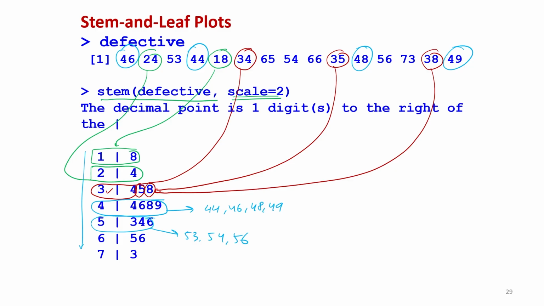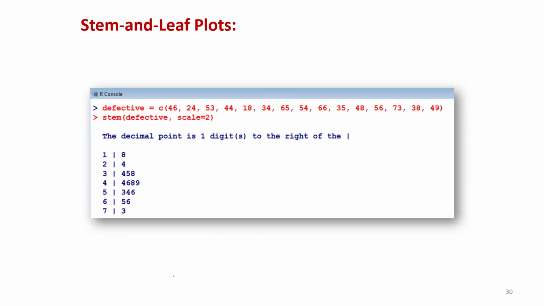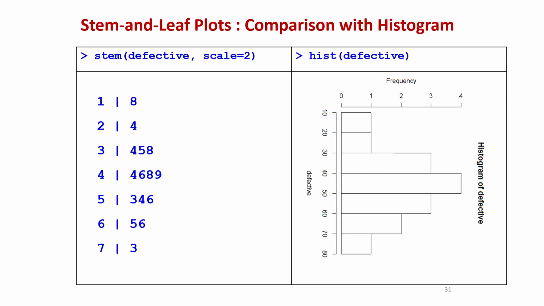So this is actually called a stem and leaf plot. This is the stem and these are the leaves. This is how it looks, and if you compare it with the histogram, it will look like this for the same data set. If I make this histogram, this part will be equal to this one, and this 2 and 4 will be like this 2 and 4.